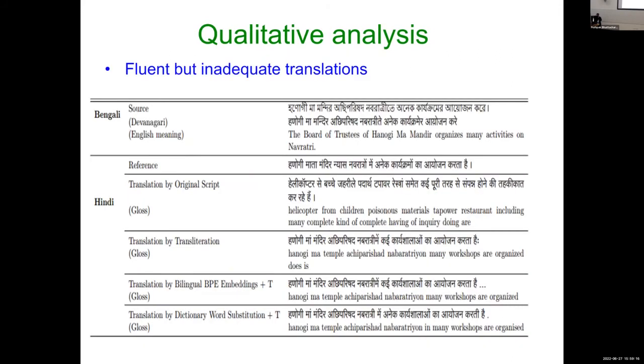So now we did some qualitative analysis also. This was for Bengali and Hindi. The Bengali input sentence: the board of trustees of Hanogi Mahamandir, which is a temple, organizes many activities in Navratri.